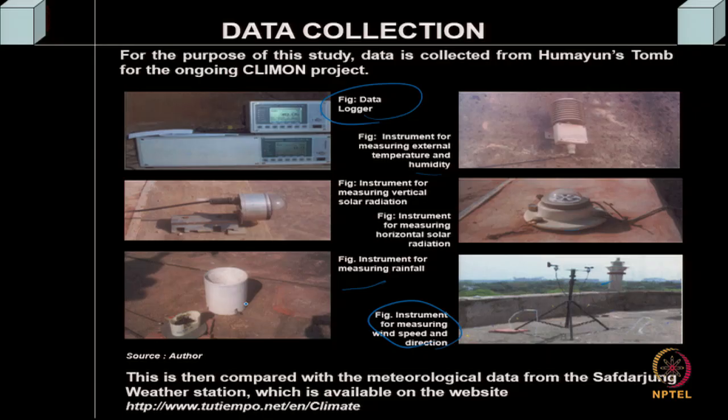So, any rainfall precipitation was measured for a complete year, and this is the instrument for measuring vertical solar radiation. This gives you radiation on a horizontal plane. This is for measuring on a vertical surface. So, this is how it measures on this surface, and this is of course the data logger which will store all the data.